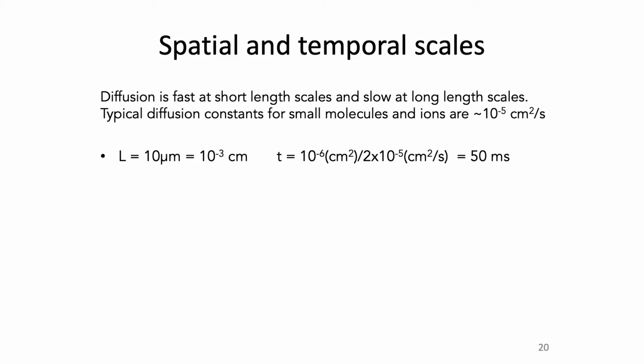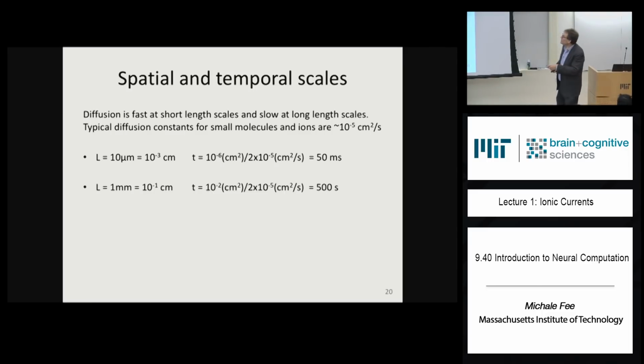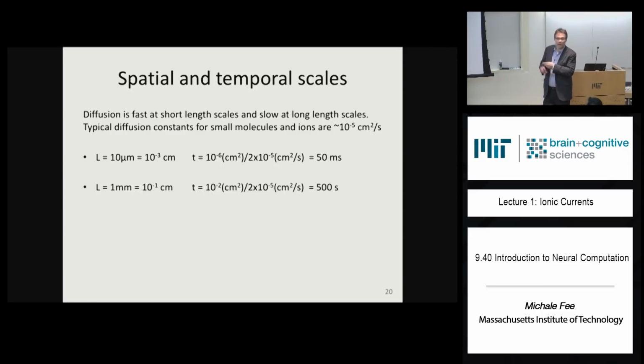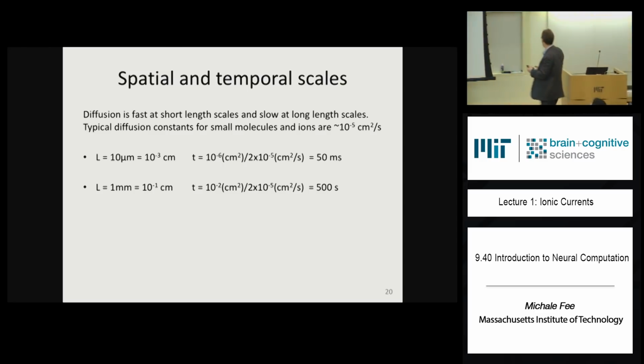Time is that squared, length squared, so it's 10 to the minus 6 centimeters squared, divided by 2 times the diffusion constant, 2 times 10 to the minus 5 centimeters squared per second. You can see centimeters squared cancel. That leaves us time, 50 milliseconds. Okay? Now let's put in 1 millimeter. That was the length of our dendrite, right? So that's 10 to the minus 1 centimeter. So we plug that into our equation for time. Time is just L squared. I forgot to actually write that down.